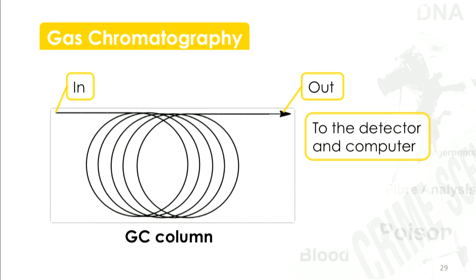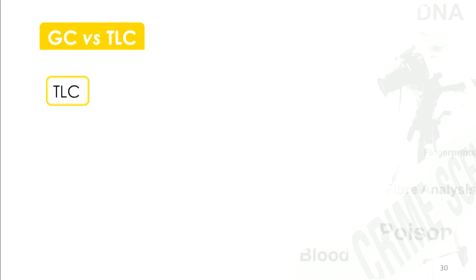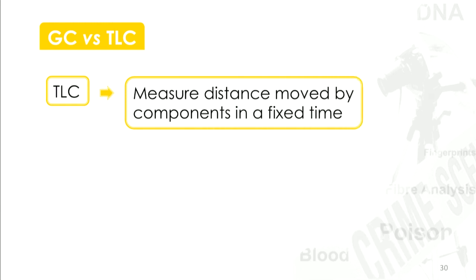So here is another technical difference between TLC and GC. In TLC, we were allowing the mobile phase to move a certain distance, and then we measure the distance moved by the components. That is, the distance moved by the components within a fixed time. In GC, it's different. Because the distance moved by the components is fixed, it's the length of the column.